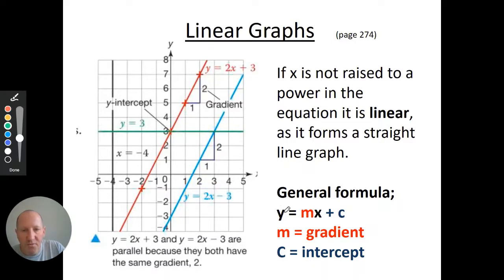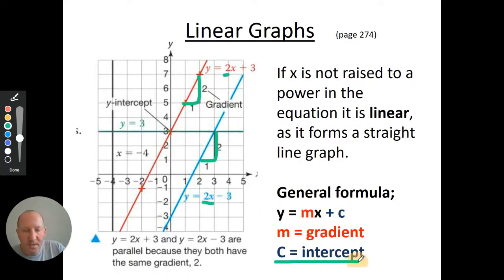They're in the general form of a linear equation, which is down here, y equals mx plus c. So the m affects the line, and the c affects the line. M is what we call the gradient, and that's how steep it is. Whatever number that is, that's how much it goes up when it goes across 1. So across 1, up 2, because it's 2x.